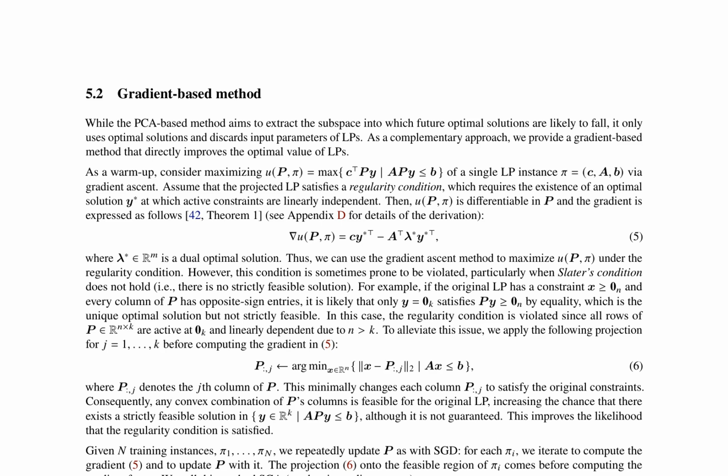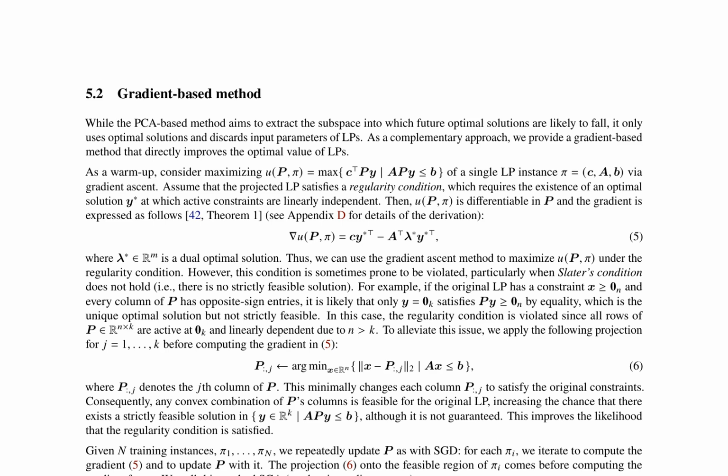Researchers have developed two novel methods to enhance the efficiency of linear programming, LP, solvers. The first approach leverages principal component analysis, PCA, to extract a subspace where future optimal solutions are likely to reside, eliminating input parameters of LPs. This method utilizes optimal solutions to inform the subspace extraction.